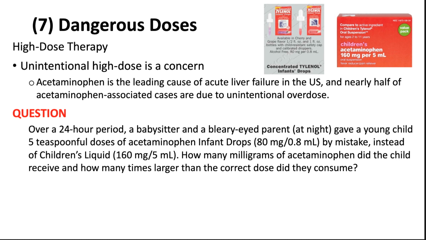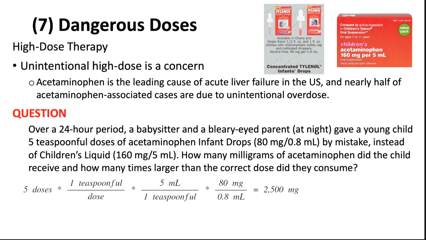And the question asks, how many milligrams of acetaminophen did the child receive, and how many times larger than the correct dose did they consume? Okay, so let's first calculate, based off of what the parent did, how many milligrams of acetaminophen they administered to their child. The question says that between the parents and the babysitter, over the 24 hours, they gave a total of 5 doses. So we'll start with 5 doses.